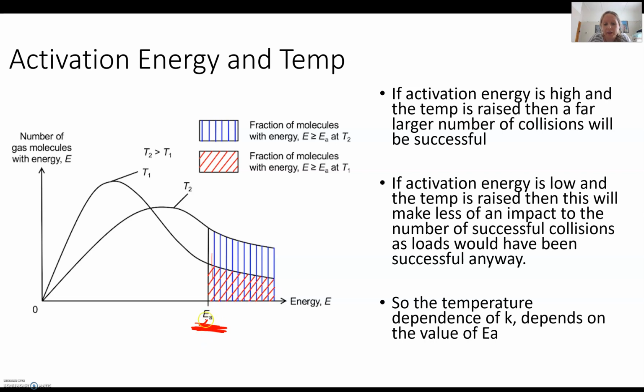So in this example here, EA is reasonably to the right here, which means that the activation energy is high. So if the activation energy is high and we increase the temperature, so we go from T1, lower temperature, to T2, you get a massive change in the number of successful collisions. So here in T1, that was the number, whatever number that is, and then it doubles, which is a big change when we increase the temperature, and that's because the activation energy was reasonably high to begin with.